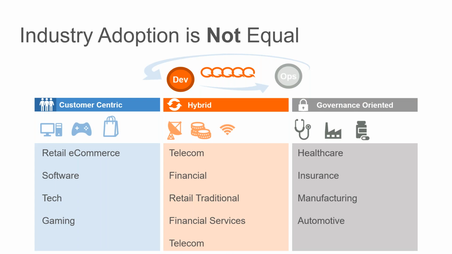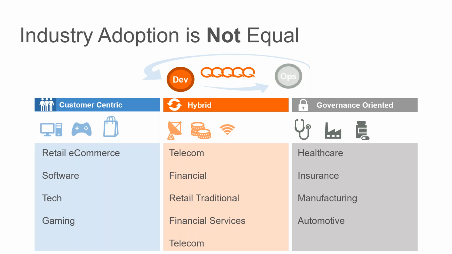If you think about the type of customer you're dealing with, is it a customer-centric organization where you're really selling business to consumer? Are you in the gaming industry? Are you in the high-tech industry? You're probably doing a lot around systems of engagement, and your adoption of DevOps is probably bigger than in a governance-heavy organization like healthcare or insurance, right? Of course, there are different pockets in these organizations, but industry adoption is not always equal.